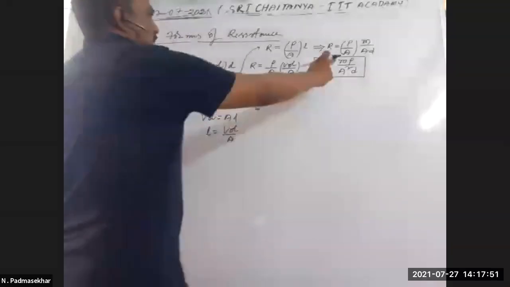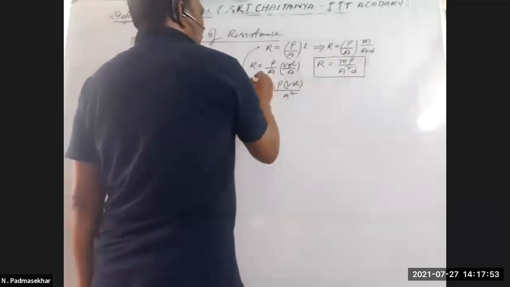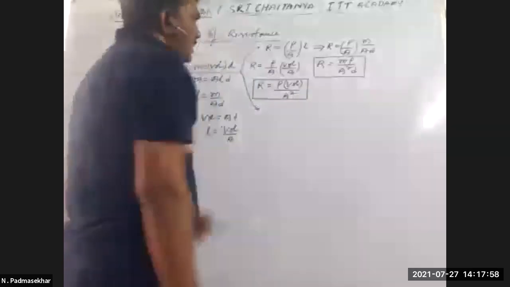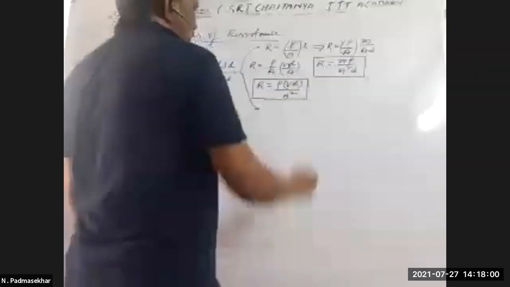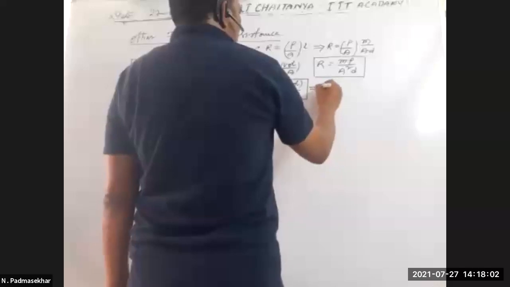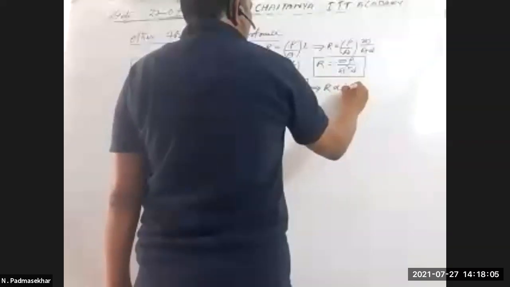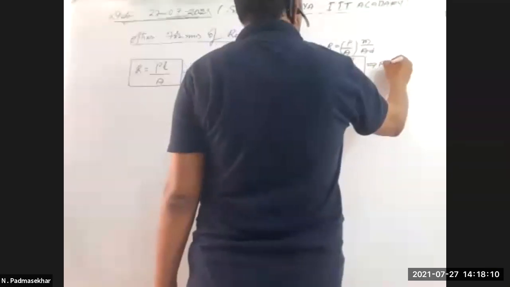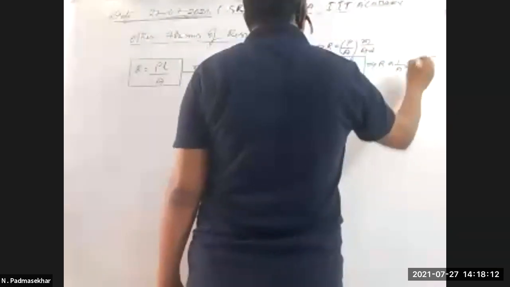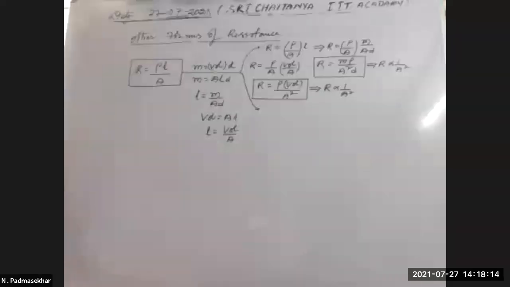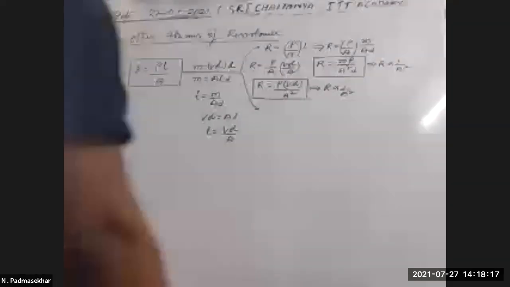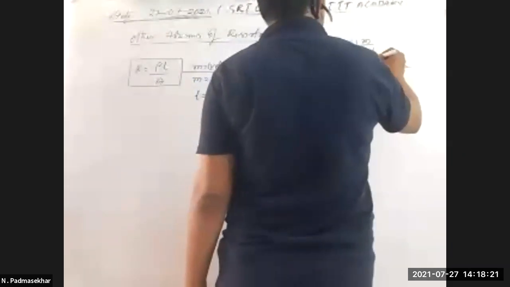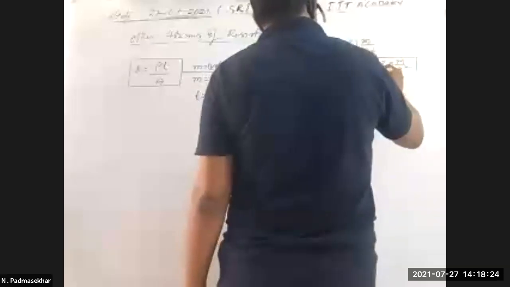ikkade రాయొచ్చురా, mass by density is equal to volume. So అక్కడ కూడా రాయొచ్చు, mass by density is equal to volume. In terms of volume, resistance is inversely proportional to A square, and in terms of mass also resistance is inversely proportional to A square. Mass కూడా consider చేస్తే, resistance is proportional to M by A square.